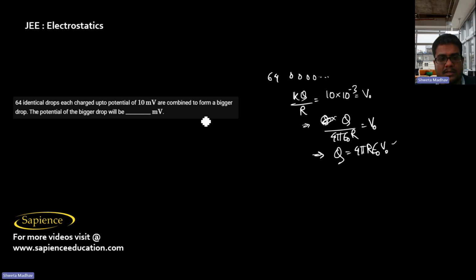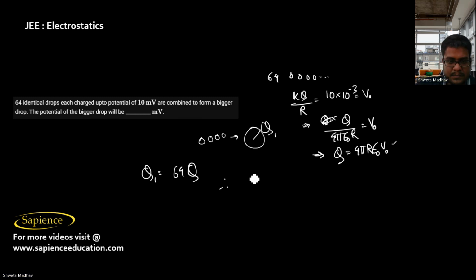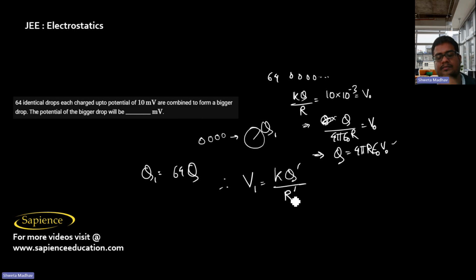Now they are combined to form a bigger drop. So all are now combined to form a bigger drop. The potential of the bigger drop will be, so here the net charge, let's say that is Q1. So Q1 will be equal to 64 times Q, since we should apply the law of conservation of charge, so the net charge initially should be equal to the net charge finally. Therefore, the potential of the bigger drop will be equal to K into Q1 by R1.